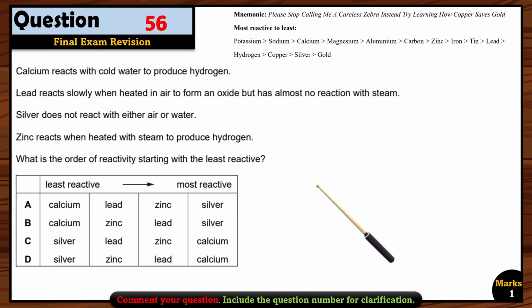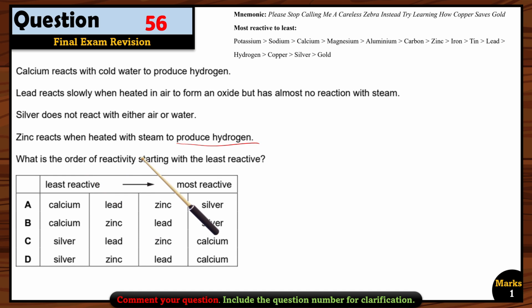Let's see another question. Calcium reacts with cold water to produce hydrogen. Lead reacts slowly when heated in air to form an oxide, but has almost no reaction with the steam. Silver does not react with either water or air. Zinc reacts when heated with steam to produce hydrogen. So what is the reactivity order, starting with the least reactive one?